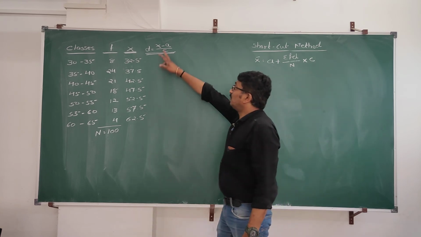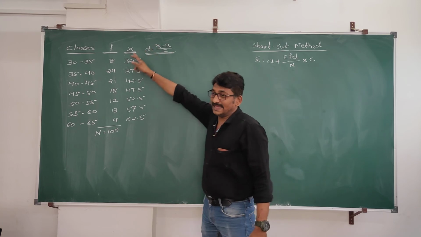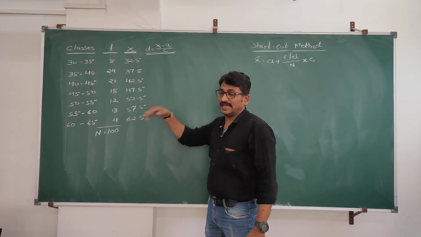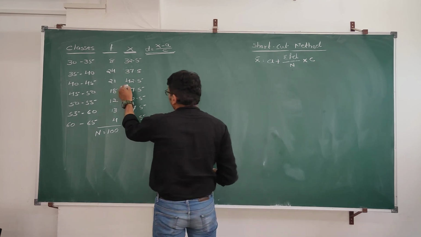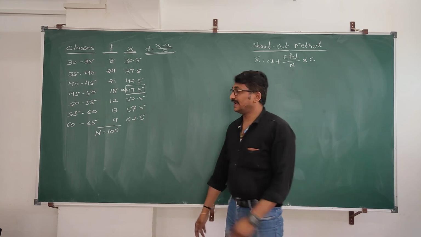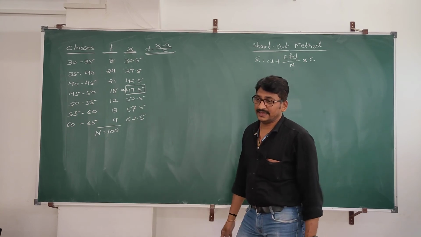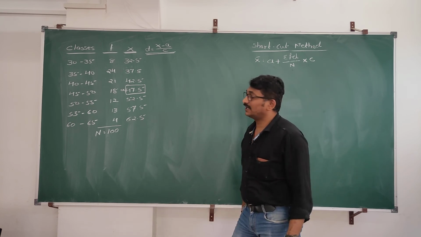Now as per this formula, A is nothing but the assumed value. From which column? The X column. From the X column, assume any one value, first, last, middle, anything. I will prefer the middle value for calculation purposes. I will take 47.5 as my A value. Now, by using this A value, how to calculate the D value?